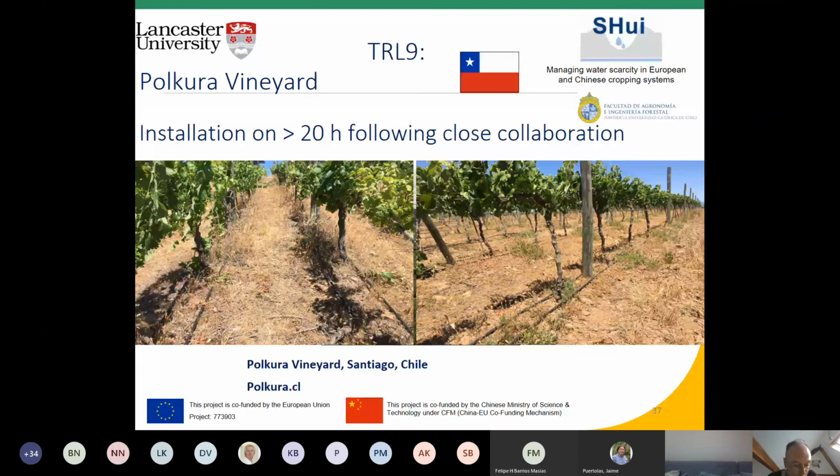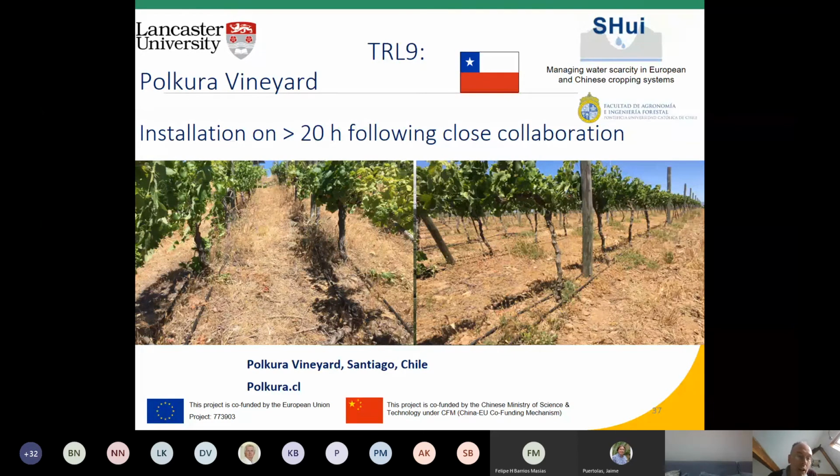And certainly I'm aware from a previous project that didn't use partial root zone drying, that because of the interaction between the farmer and the academic, the farmer's irrigation scheduling changed over time so that much less water was actually being applied, once the academics had been able to demonstrate that the irrigation scheduling they were doing was able to save water without any compromising of the quality of the fruit that was being produced.